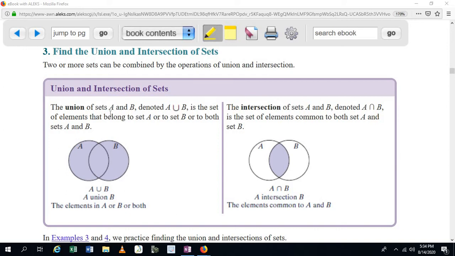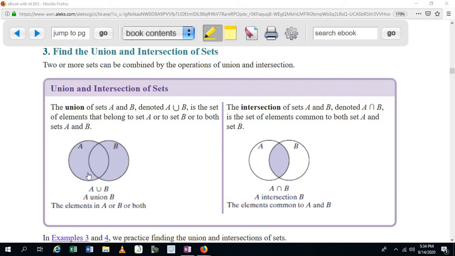So let's say you have two sets. One's called A and the other's called B, and you want to form the union of the two sets. Well, the way we denote that is with this U symbol. So this is A union B. And it's the set of elements that belong to set A or to set B or to both sets A and B. And so this is a diagram of what that union means.